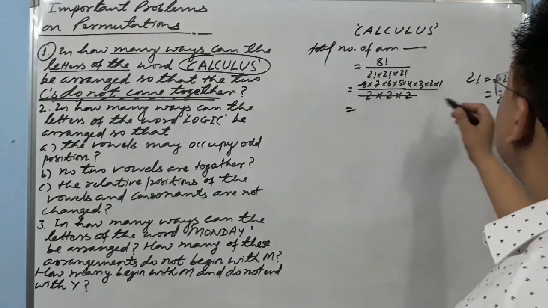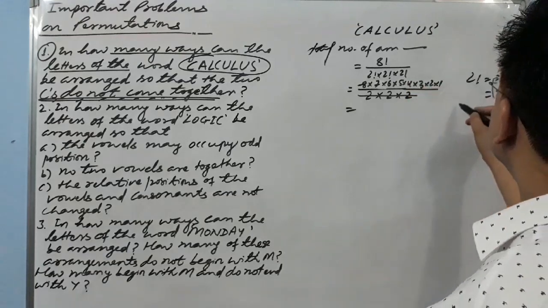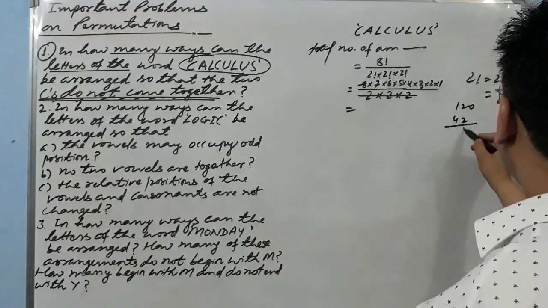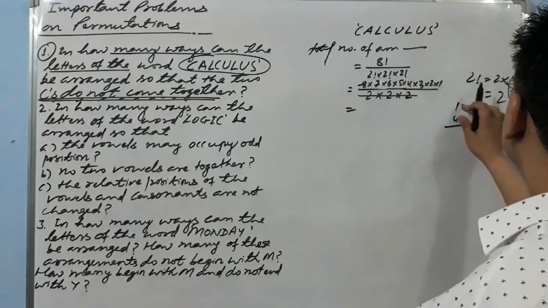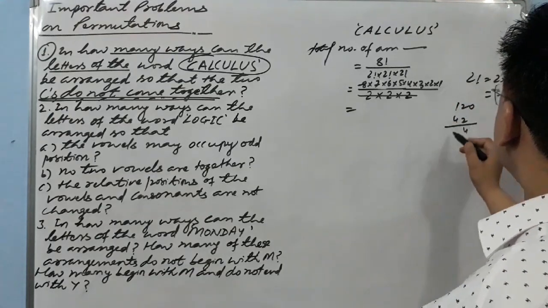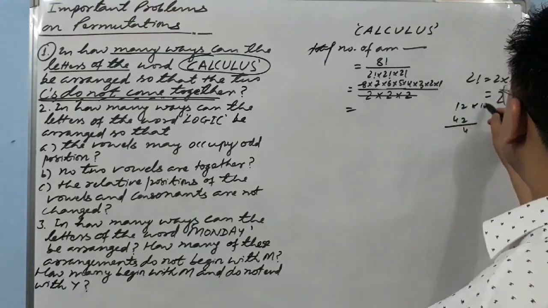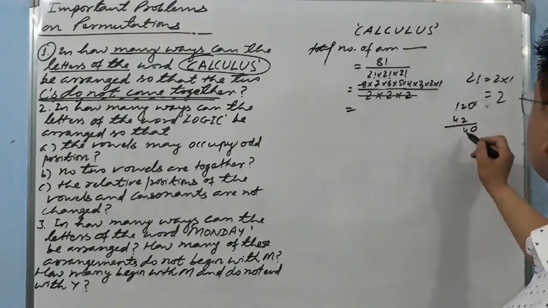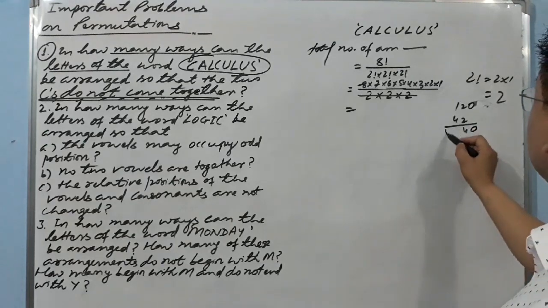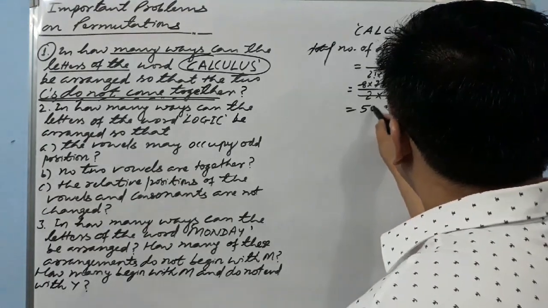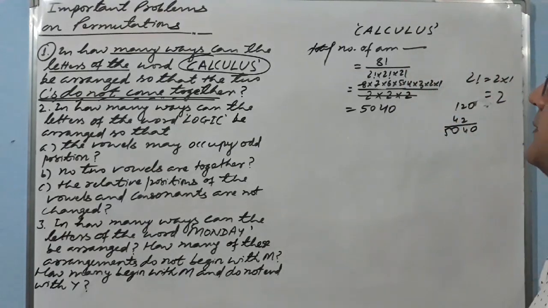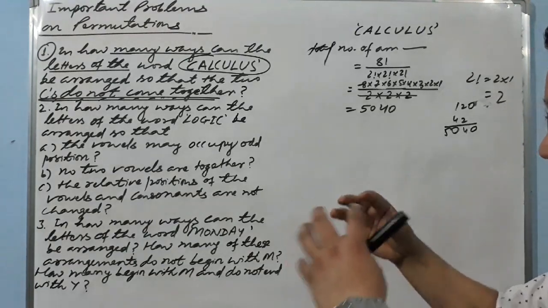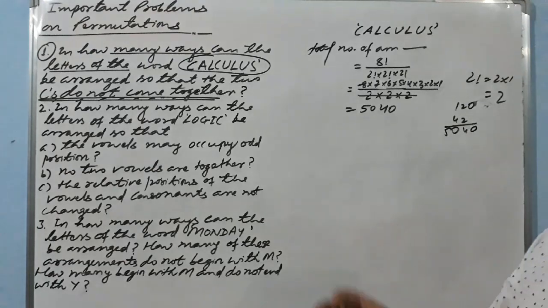And you will get the calculation: 7 times 6 is 42, times 5 times 4 is 20, 20 times 6 is 120, and 42 times 120. 12 fours are 48, and so we will have 5040. So how many arrangements are there for the letters of the word calculus? If you reshuffle the letters of calculus, you can reshuffle in 5040 ways.